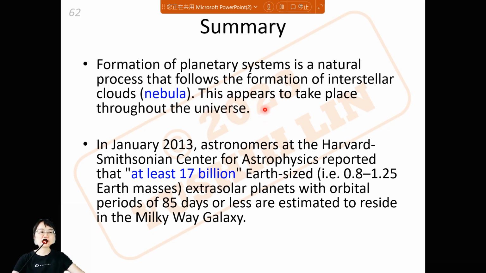This is confirmed by a report published in January 2013, where astronomers at the Harvard-Smithsonian Center for Astrophysics reported that at least 17 billion Earth-sized extrasolar planets with orbital periods of 85 days or less are estimated to reside in the Milky Way galaxy. That means our own galaxy. And for the whole universe, there may be more.